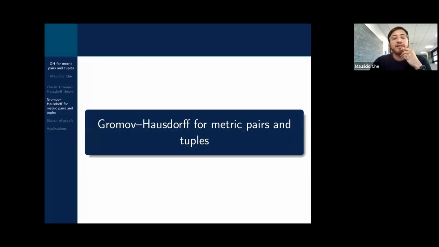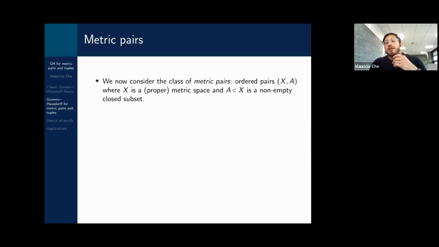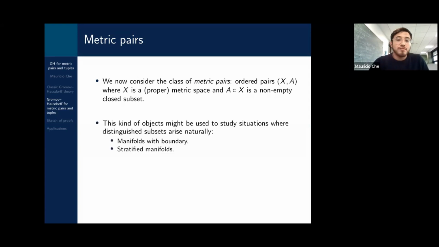Okay, so now let's move on to what I mean by metric pairs and tuples and the Gromov-Hausdorff theory on those things. Very simple. A metric pair will be simply an ordered pair of this form, where X is again a proper metric space and A is a non-empty closed subset. So basically we exchange points for closed subsets.